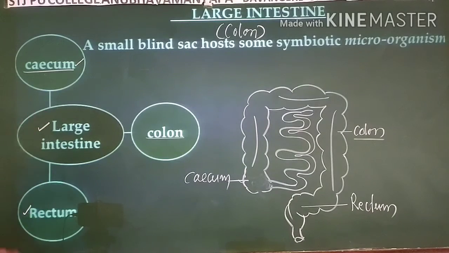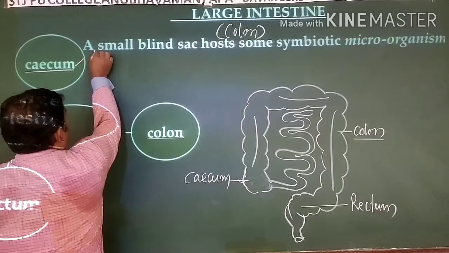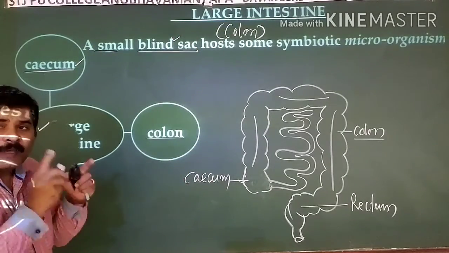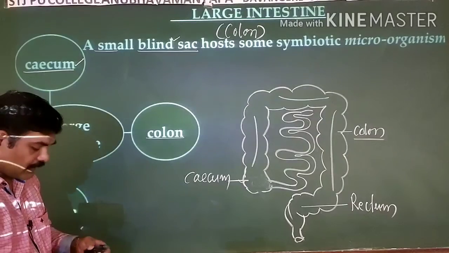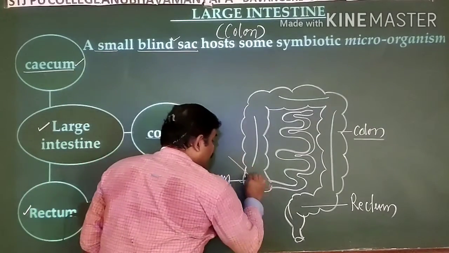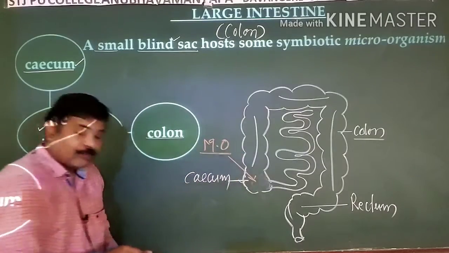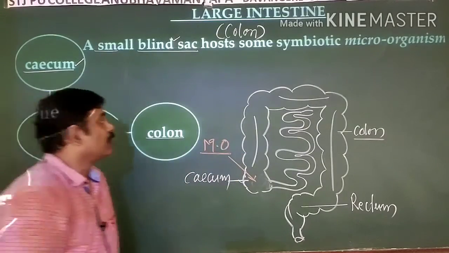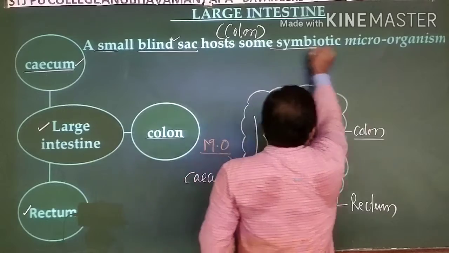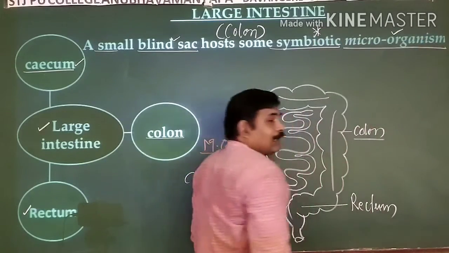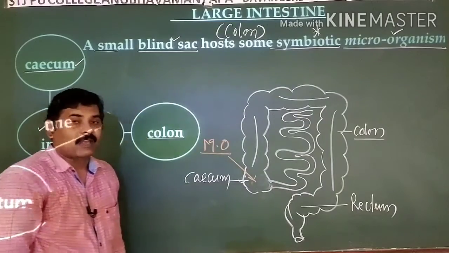When you see the cecum, it is a small blind sac-like structure. The very important characteristic feature of the cecum is that it consists of certain kinds of microorganisms which are symbiotic in nature. It's a very important point. Symbiotic microorganisms are present in the cecum of your large intestine.